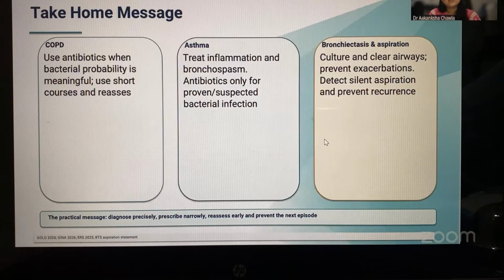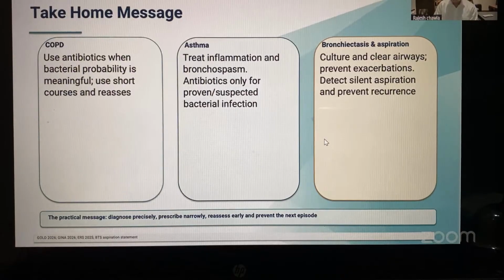So the final take-home message from module 18 was that in COPD you use antibiotics when there is a bacterial probability, and keep your courses limited. Don't endlessly keep giving the antibiotic. If the patient is not getting better, reassess, look for the source. Maybe you're dealing with a non-infective cause.